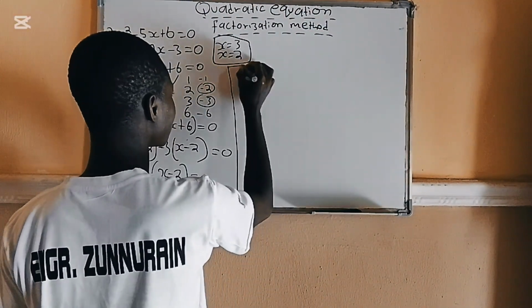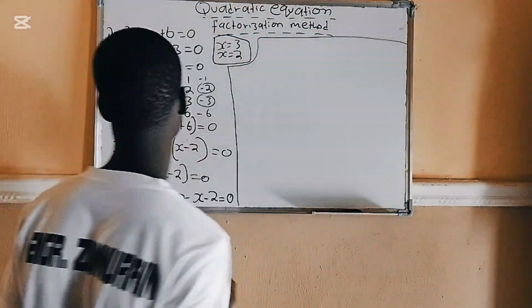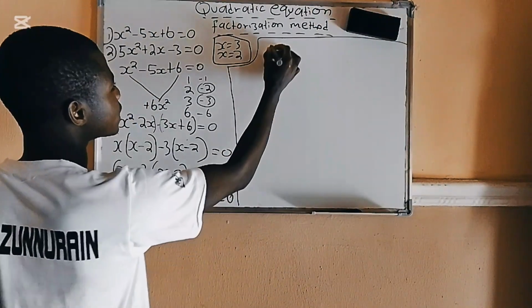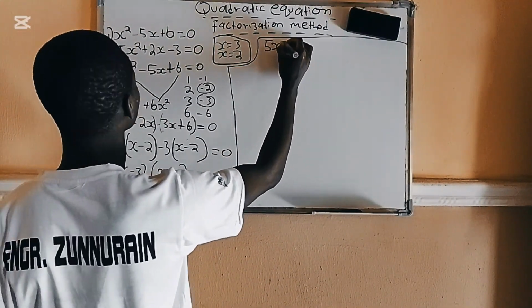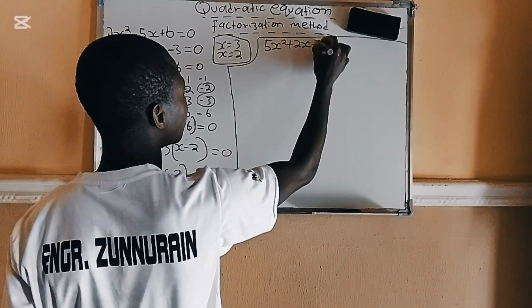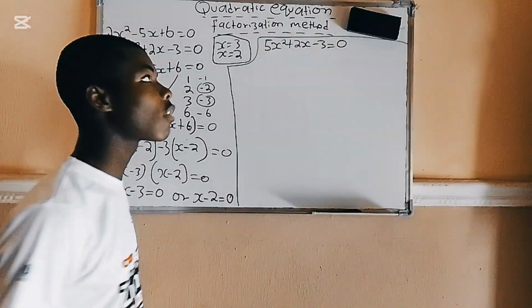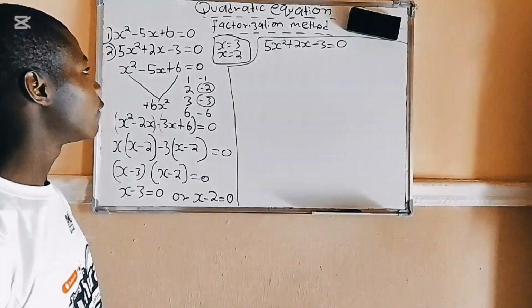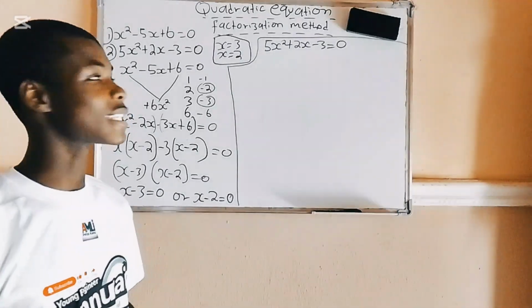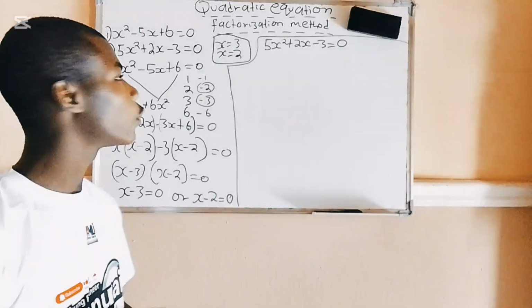I hope this question is more clear to you. So if you take a look at the second question, it says 5x squared plus 2x minus 3 equals 0. Please kindly pause the video and try whether you can get the answer to this question. Okay, let's proceed.